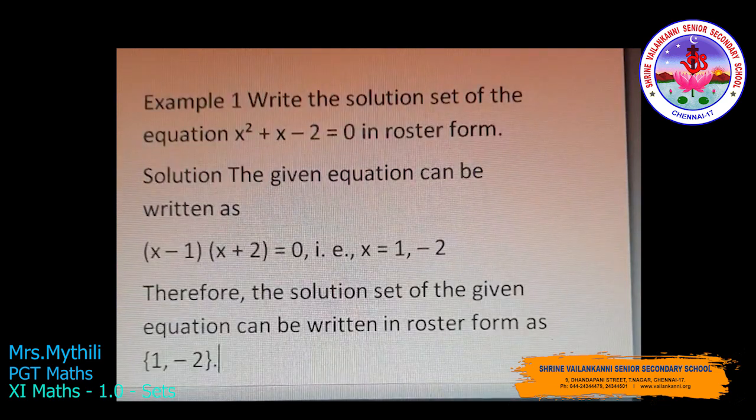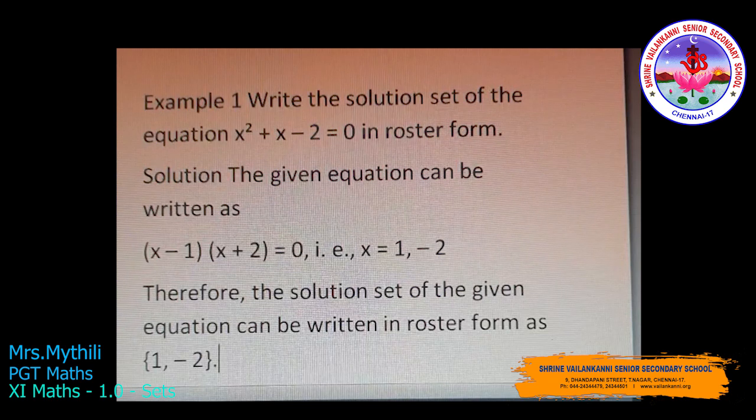Let's see an example which I have written in roster form. Write the solution set of the equation x square plus x minus 2 equal to 0. Using the quadratic equation, we have to factorize this. The solutions of the given equation come from x minus 1 and x plus 2 equal to 0. So we get x equal to 1 and minus 2. We have to write these elements in roster form within braces: 1, minus 2.